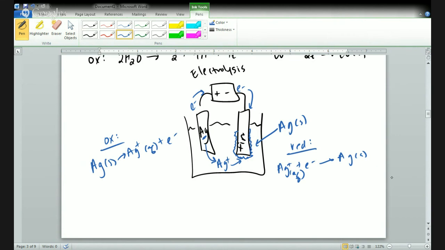So if you write your reactions correctly for an electroplating, you should not be able to combine them into an overall reaction, because everything should cancel. And I hope that helped with that one there.